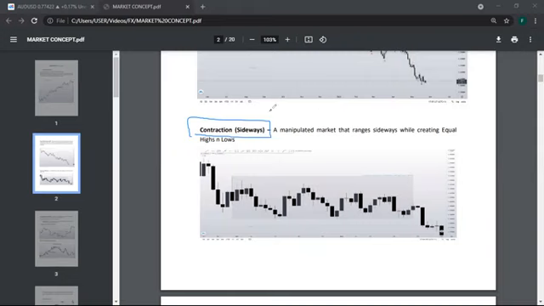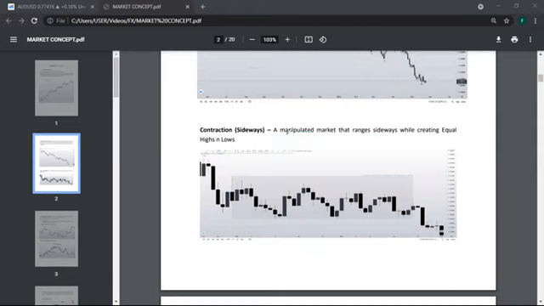Don't worry, you'll understand when we get further down on the starting lane. So let's go. A contraction simply means a sideways market. Now, a simple definition would be a manipulated market that ranges sideways while creating equal highs and equal lows.